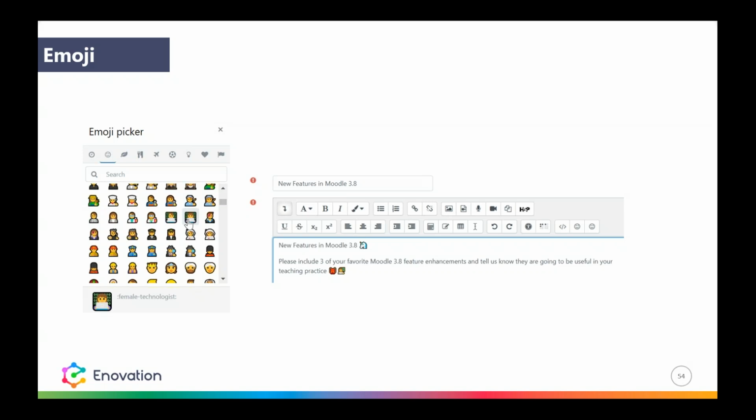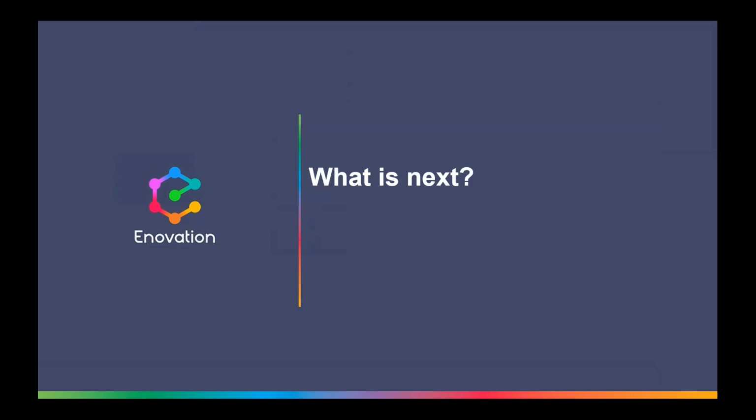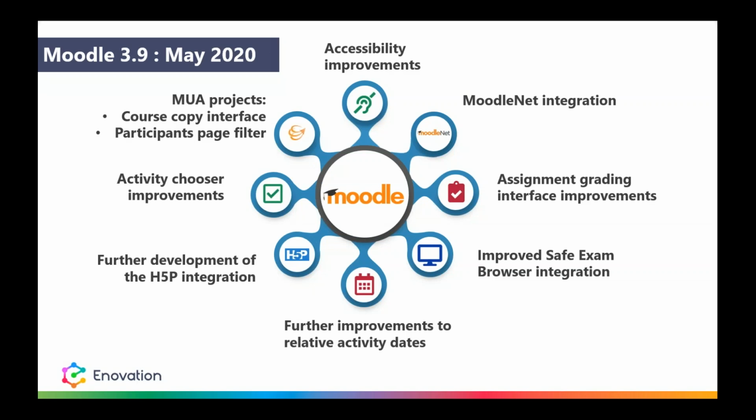Okay, so what's next in Moodle 3.9? Let's have a look. So basically, Moodle User Association is working on two major projects that are going to be introduced in 3.9. So course copy interface and participants page filter. Course copy interface is an interesting one. It's mainly for site administrators, and basically it will be used instead of backup and restore.